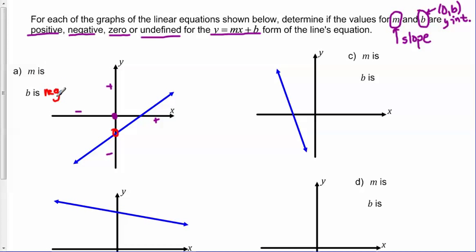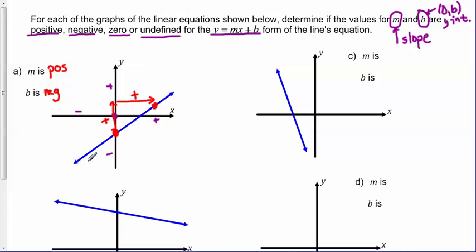Now what about m? Think about going from any one point on this graph to any other point. Say we use these 2 points. Think about how we would move along that graph. We would go up and we would go to the right. So we would go in the positive direction, the positive direction. This line has a positive slope. So my m value would have to be positive.